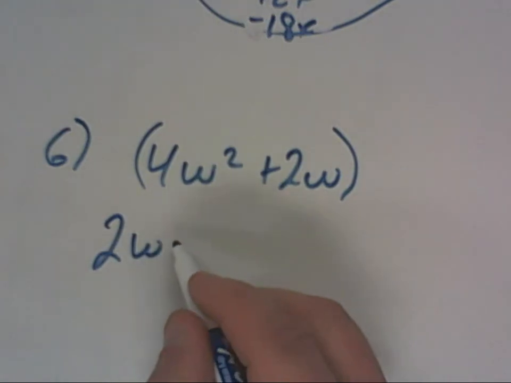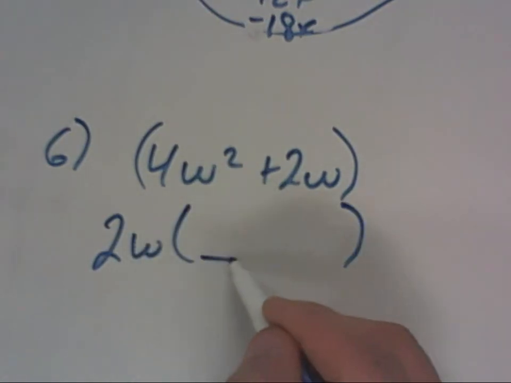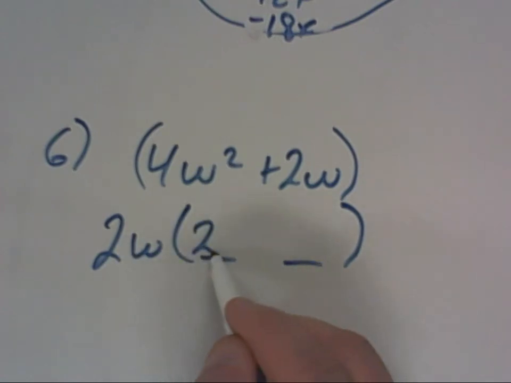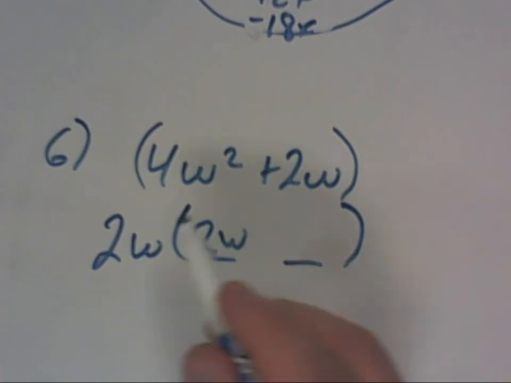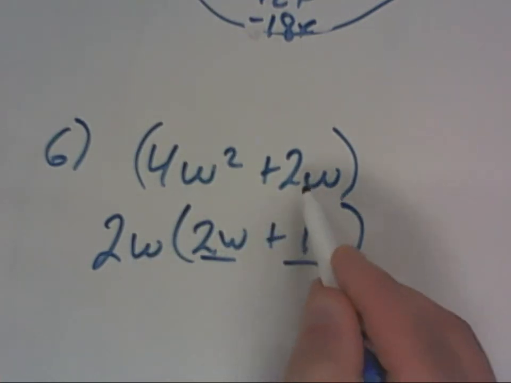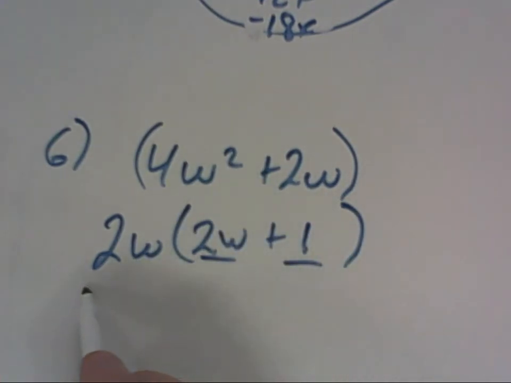So if I take 2w times two things that give me these two things, 2 times 2 gives me the 4, and w times w is w squared. And then 2w times 1 gives me 2w. So this one would factor to just 2w times 2w plus 1.